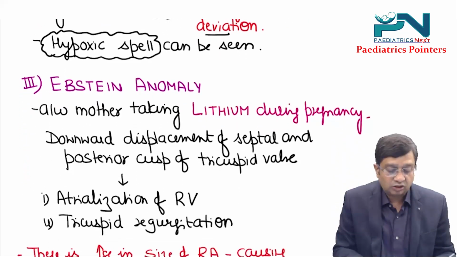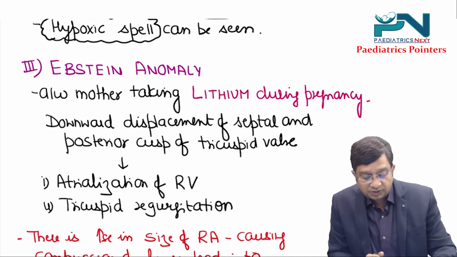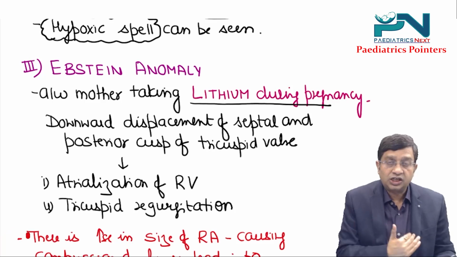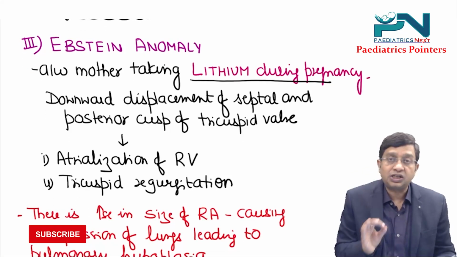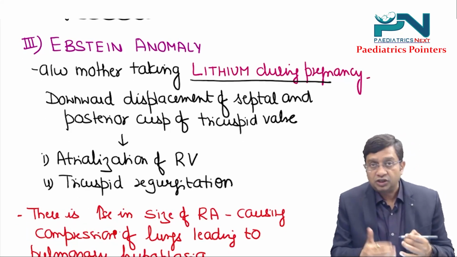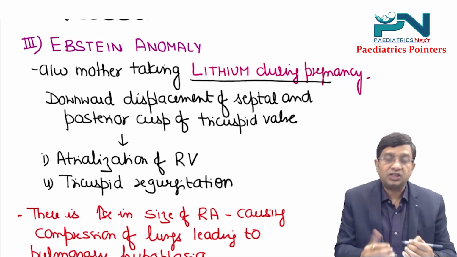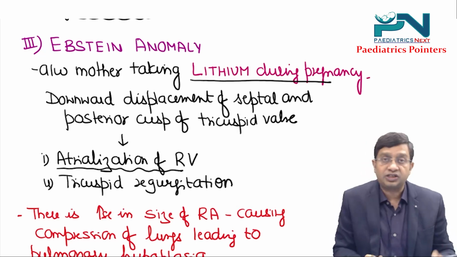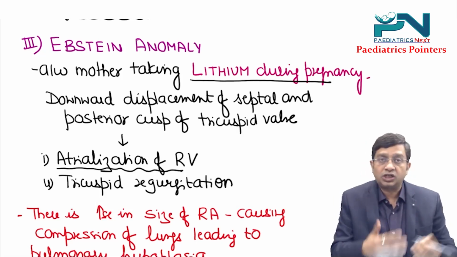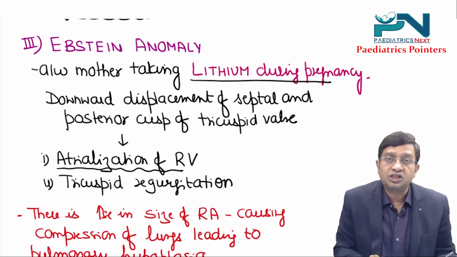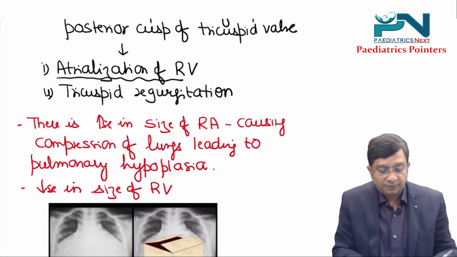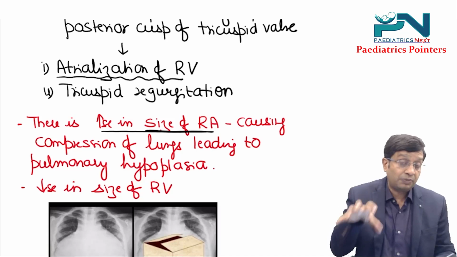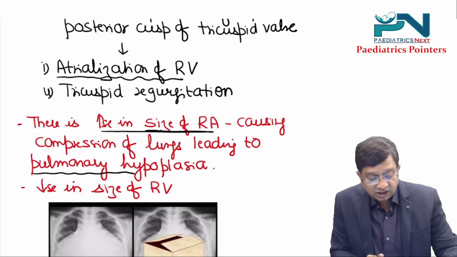Then is Ebstein's anomaly. Ebstein's anomaly is associated with the mother taking lithium during pregnancy. What basically happens here is downward displacement of the septal and posterior cusp of tricuspid valve. Due to this, some portion of right ventricle merges with the right atrium, which is called atrialization of right ventricle. As the valve has become irregular, there is also tricuspid regurgitation. There is increase in the size of the right atrium, and this can lead to compression of the lungs causing pulmonary hypoplasia.